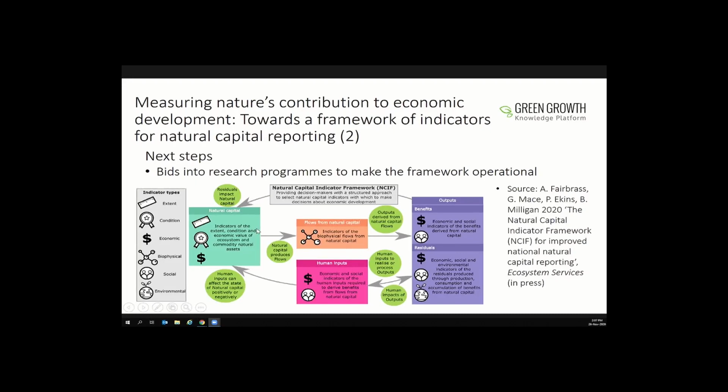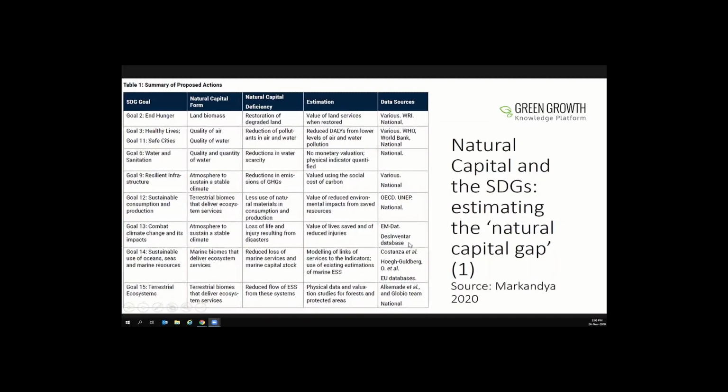Importantly, this process of producing goods and services from natural capital usually involves also human inputs, and it's really important that those human inputs are taken into account, because the productivity of natural capital depends critically on those human inputs. So that's the conceptual framework, and you can read more about it in this journal article that's in press. We're currently bidding into several research programs actually to get some applications for it, because obviously for as long as it only remains in the form of an academic paper, it's not particularly useful to anyone.